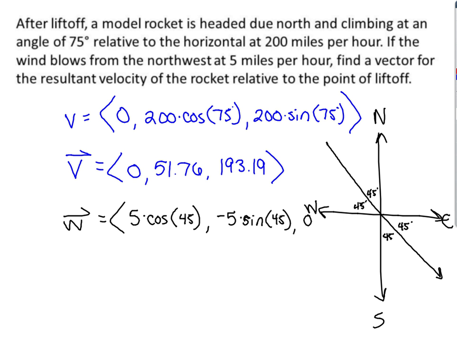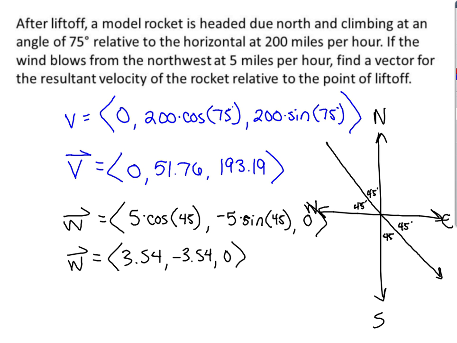And then we're going to have 0. So it's a positive 5 because it's going towards the right, because it's going towards the east. But it's a negative 5 because it's going down to the south, because it is coming from the northwest. So this means our wind vector is going to have the components of 3.54, negative 3.54, and 0.